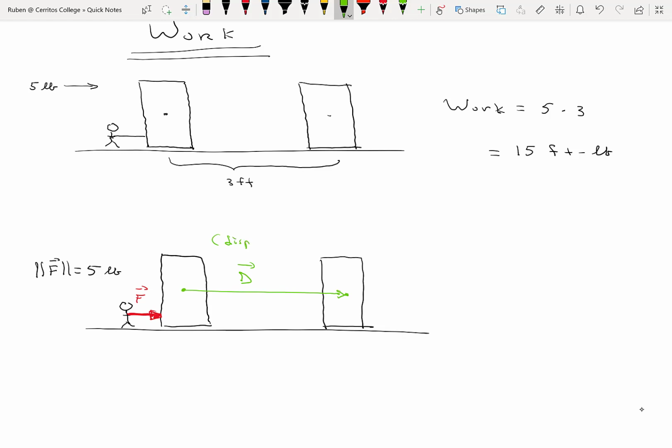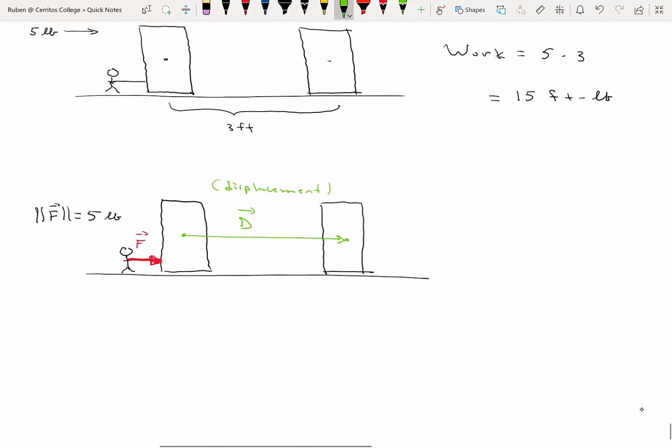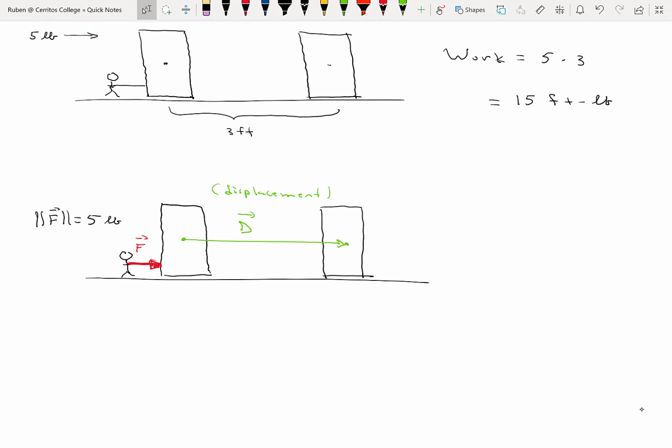Okay. Displacement. Okay. And since it's moving to the right, the displacement vector will be to the right. All right. So we're going to redefine work here.